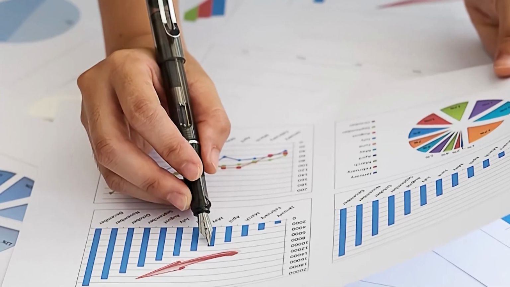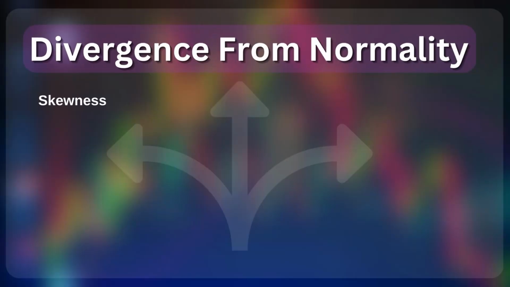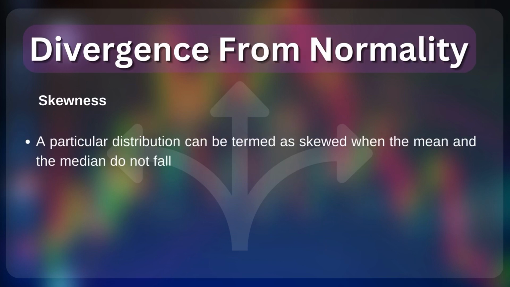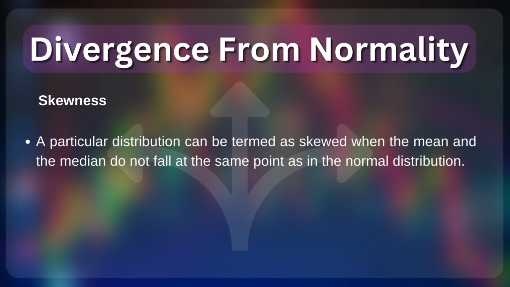Many a times the data do not fall under the normal probability curve, and this is known as divergence from normality. So, now let us try to understand what is the meaning of divergence from normality. The term that has been coined to this particular divergence is known as skewness. What exactly is skewness? It is a particular distribution when mean and median do not fall at the same point as it is in normal distribution.